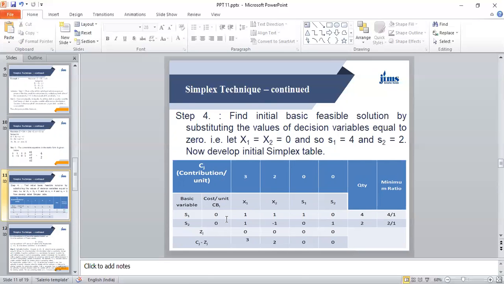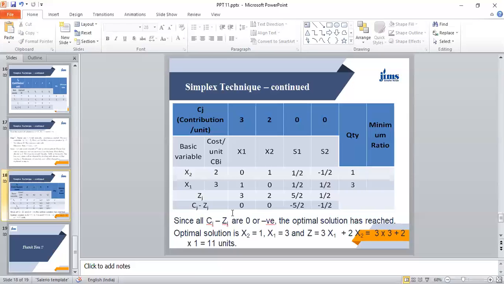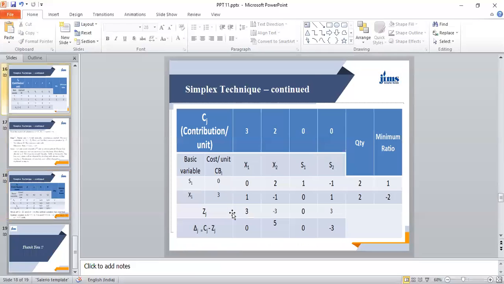So in the next table, you see 1, minus 1, 0, 1, 2, so everything has remained the same. The only thing is that the cost per unit of X1, or profit per unit, whatever the contribution, has been replaced by its coefficient in the objective function. So this 3 has come.